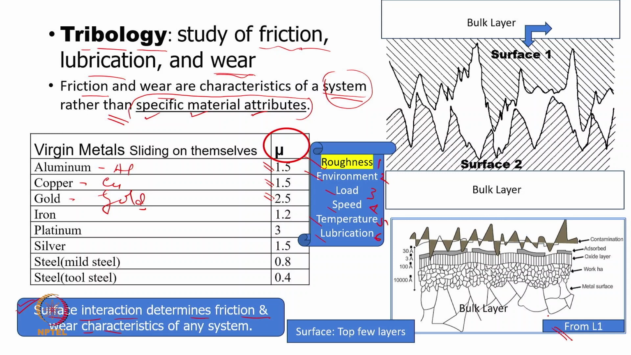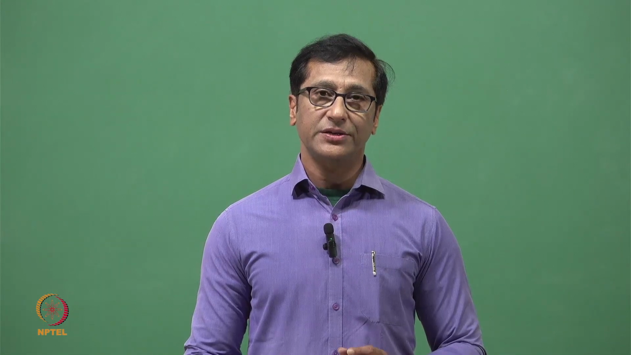We have already learned something in lecture 1, that every surface is made of a few layers. So that's why we say that surface doesn't mean only the top layer but a few layers. It can be contamination, adsorption layer, oxide layer, work hardening layer, which is happening on the metal surface. So we count 5, 6 layers at the top as a surface. Why are we counting these top 6 layers?